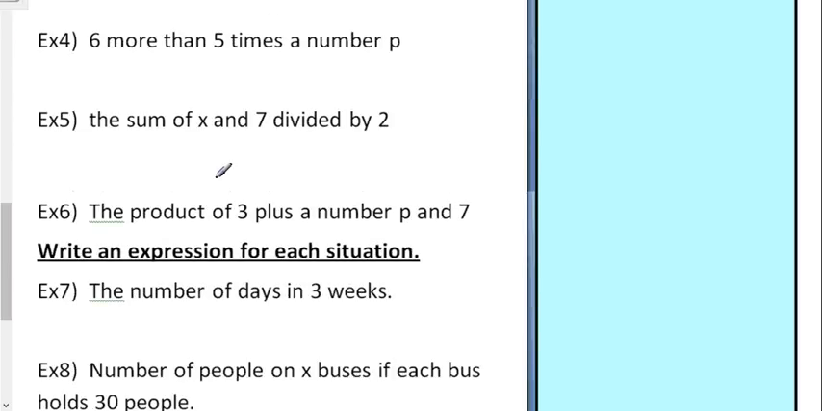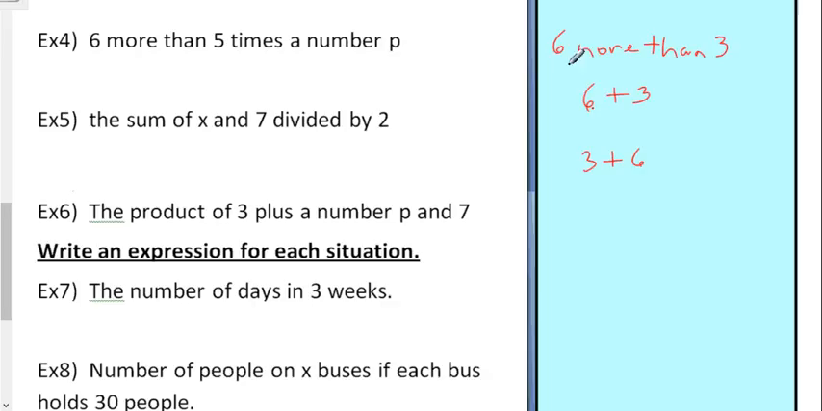All right. Example 4. 6 more than 5 times a number p. Well, what most people will do, if I say 6 more than 3, is that 6 plus 3, or is that 3 plus 6? Now, I know most of you would probably argue, well, they're the same thing. 6 plus 3 and 3 plus 6 are the same thing. But it does matter in mathematics, okay? So we need to understand which one this is. Are you starting with 6, or are you starting with 3?